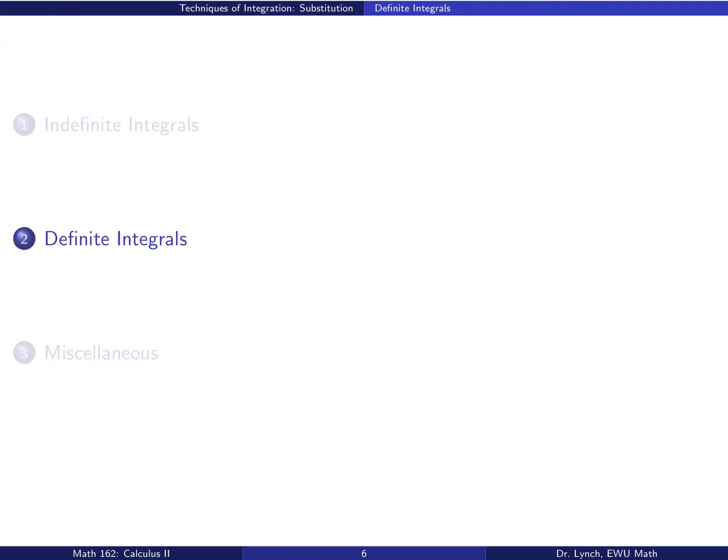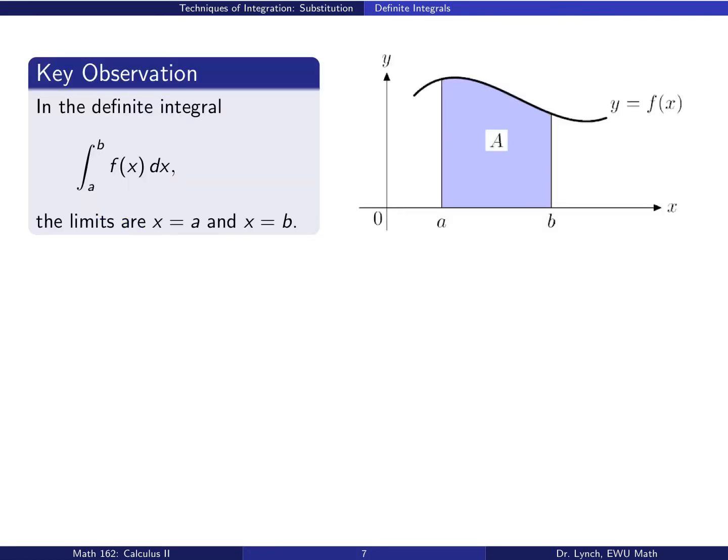Okay, the same idea works with definite integrals too. And the key to this thought process is that in the definite integral from a to b of f of x dx, the a and the b represent values of x. So in order to think about the integral in terms of a substitution, what we do is substitute the limits also. I often refer to the substitution as moving to u world, and our general strategy here is going to be to move the limits to u world as well.